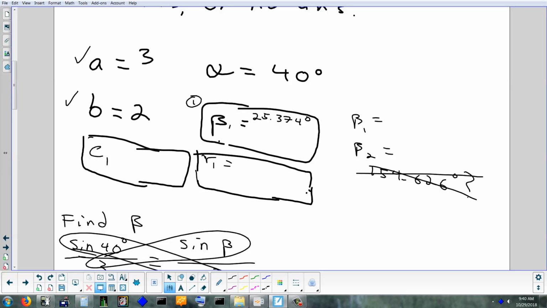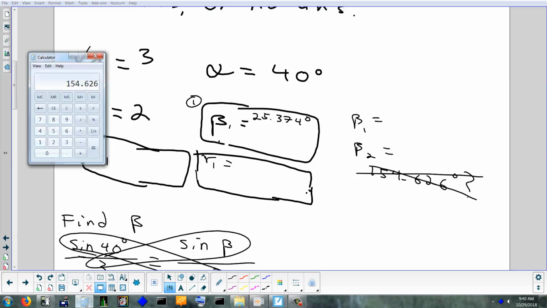You would add the two angles together and then subtract them from 180. Yeah, now I've got 2 out of 3 angles. Just add them up and subtract from 180. All right, so if I add those up, I get 65.374.